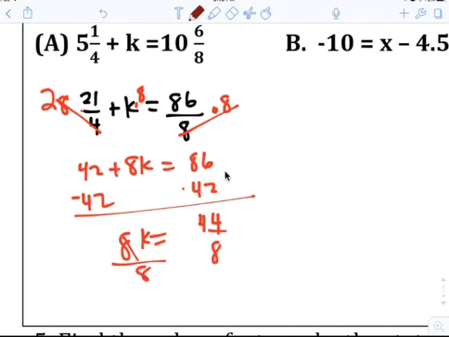Divide by 8. Nope, that's my husband's beautiful singing.